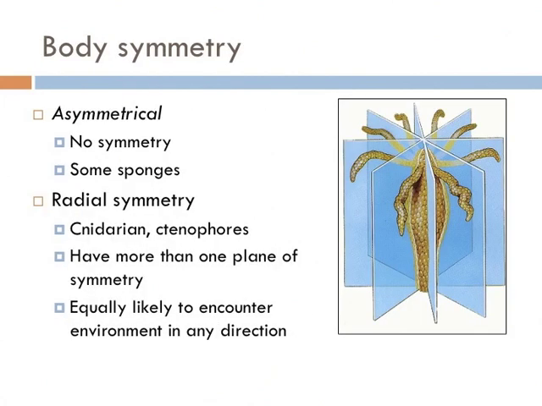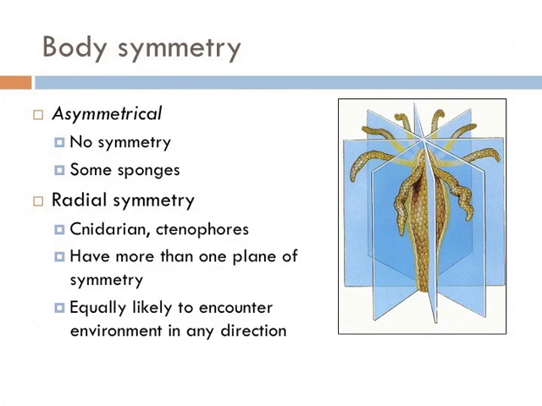Animals have three basic body plans. They can either have no symmetry, asymmetrical, or they can have symmetry. Some sponges are asymmetrical and they have absolutely no symmetry. However, all other animals on Earth are either radially symmetrical or bilaterally symmetrical. Organisms that are radially symmetrical have more than one plane of symmetry, and they include the cnidarians, otherwise known as the jellyfish, and the ctenophores, the comb jellies.